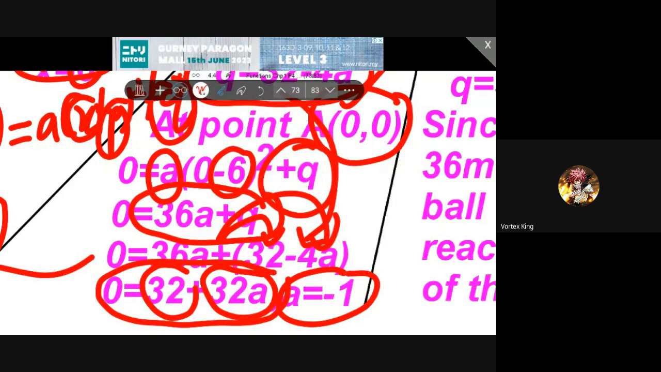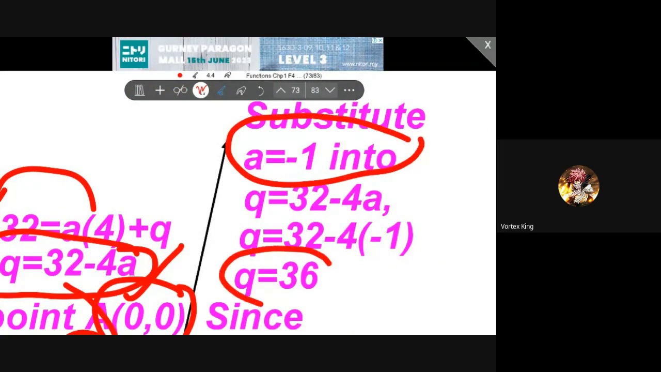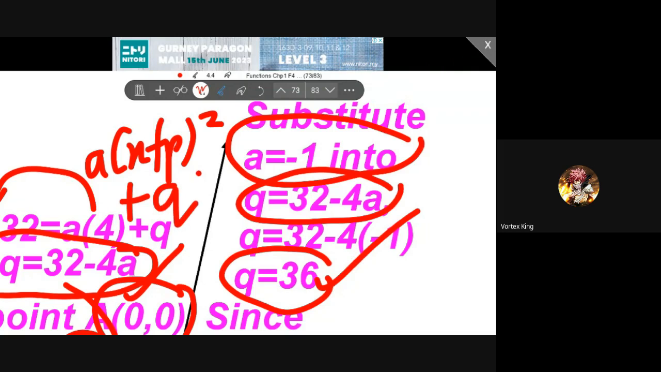So you already get one value. Sekarang kamu sub balik pula. To any of the equation you can substitute. You will get Q is 36. So I choose this equation lah. So I'll get Q is 36. So sekarang boleh bagi tahu tak? AX plus P square tambah Q. What does Q represent here? Apa yang diwakili oleh Q dalam bentuk vertex? Y, max point. Okay, very good.